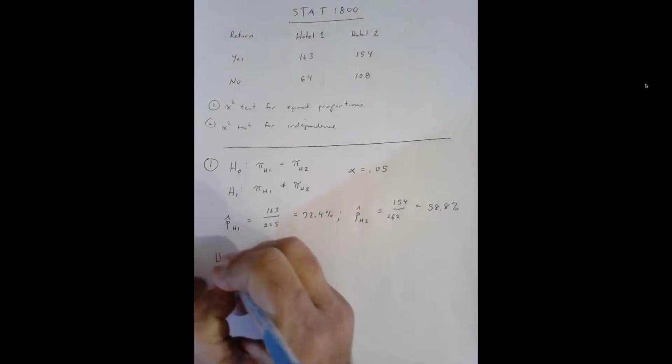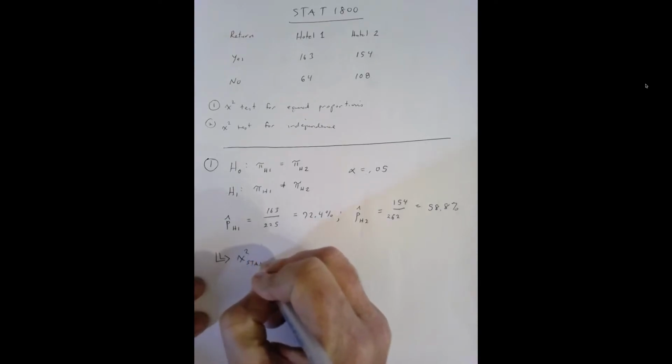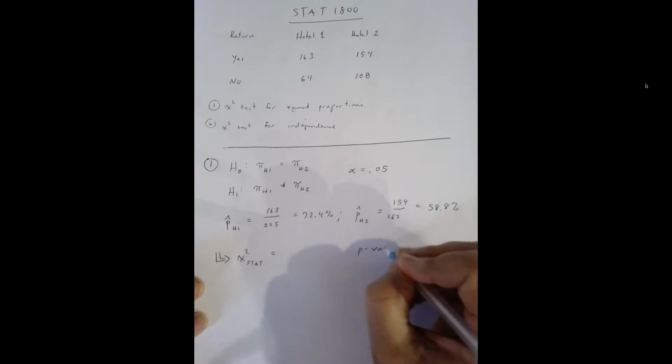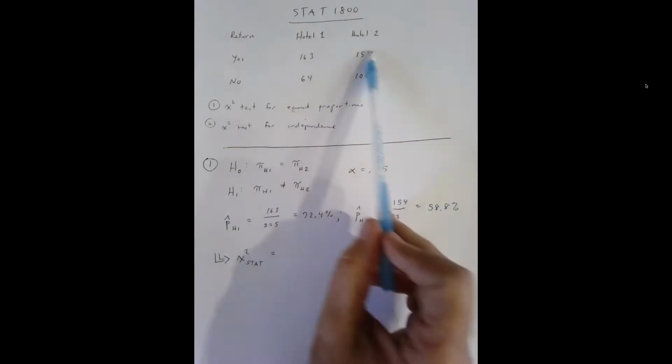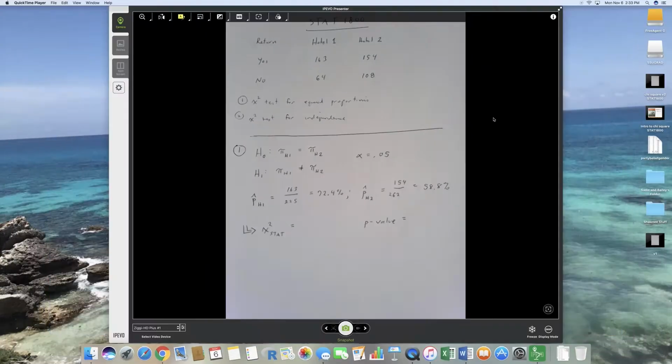So guys, what we would do here is we would calculate our chi-square statistic and we would calculate our p-value. Instead of going through using the frequencies that are provided in the table, we're going to use StatCrunch to work this problem.